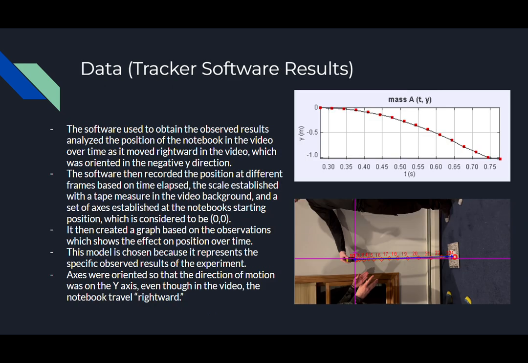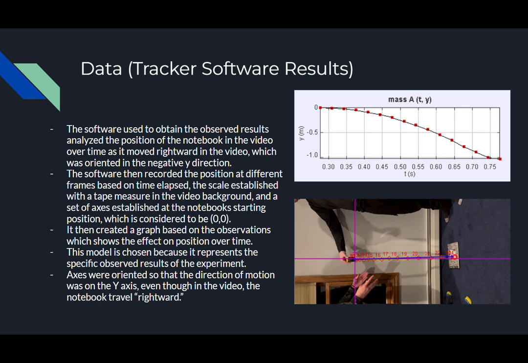Data. The software used to obtain the observed results analyzed the position of the notebook in the video over time as it moved rightward in the video, which was oriented in the negative y direction. The software then recorded the position at different frames based on time elapsed, the scale established, the tape measure in the video background, and a set of axes established at the notebook's starting point, which is considered to be 0, 0. It then created a graph based on the observations which shows the effect on position over time.